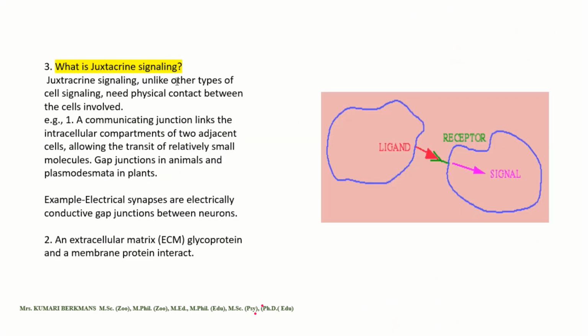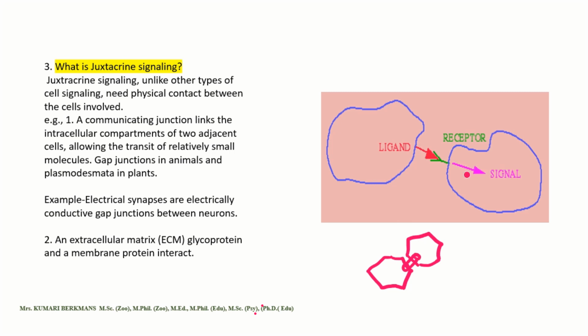Next is, what is juxtacrine signaling? What is juxtacrine signaling? This communication junction links the intracellular compartments of two adjacent cells. What you can see, for example, if we take the plant cell, there is a gap present between the two adjacent cells. There is a connection between the two adjacent cells that is called plasmodesmata.